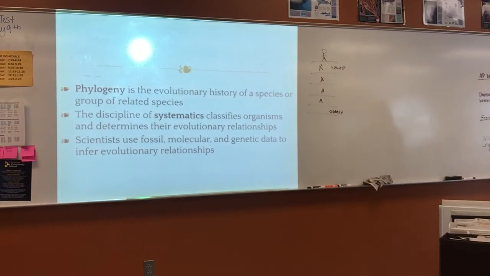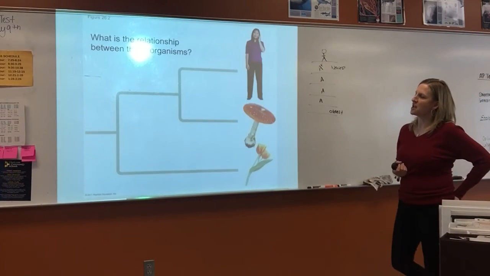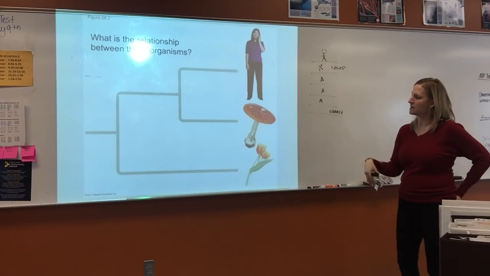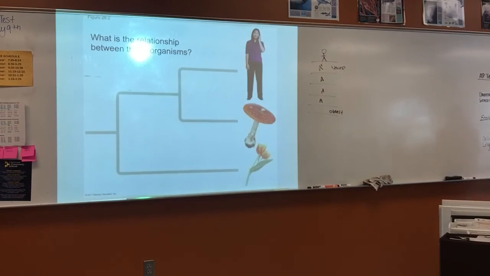In the last 80 years, we've come a long way in being able to sequence DNA and tell how much we have in common with different organisms, which can show relationships between organisms. So this is an example of a phylogenetic tree. It's very simplistic, and it has a human, a mushroom, and a tulip, and it has this branching system. Can anybody tell me something that you could infer from this picture? What is something that we could say about these organisms looking at this picture?